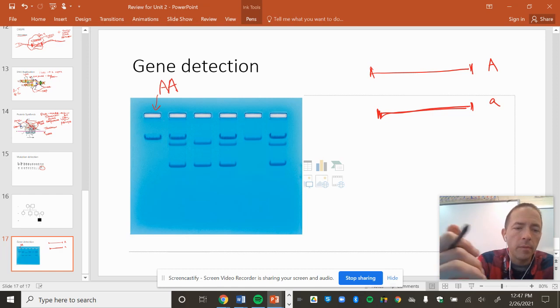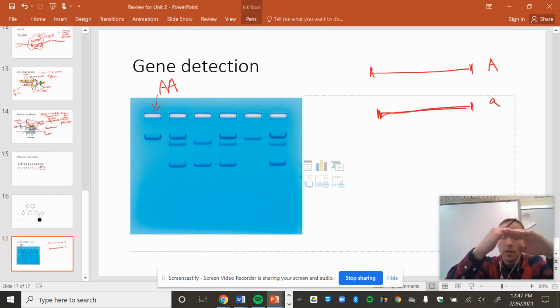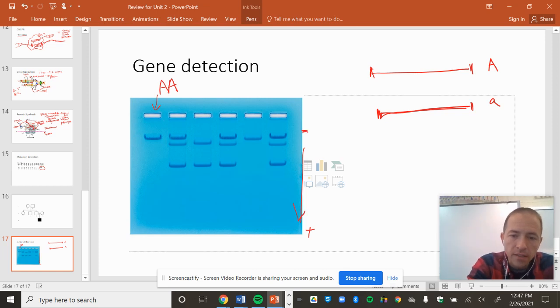And they move through the gel because remember, small pieces move towards the positive faster and the big pieces stay closer to the negative. They move slower. So this capital A piece is going to be a lot bigger than maybe the little a. So what happens here is the restriction site never gets encountered. So it's a nice big piece. We're just going to call this piece X. So that's where X shows up on the gel.